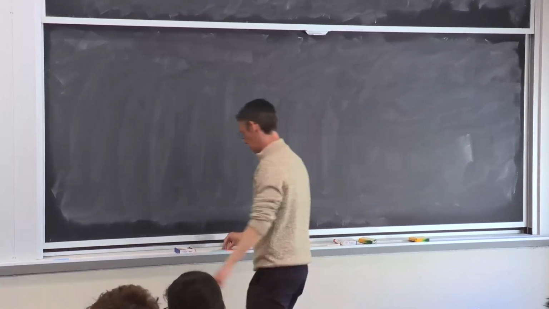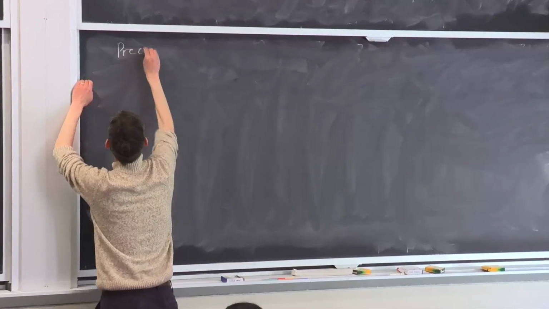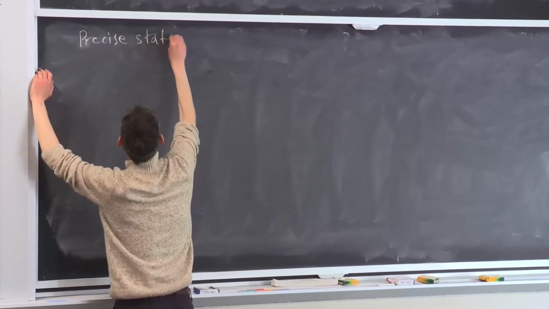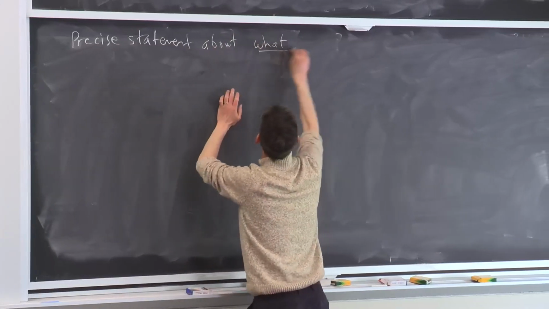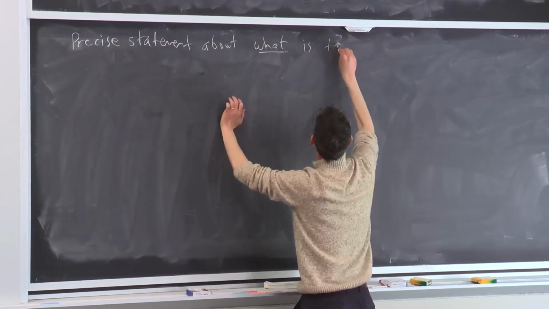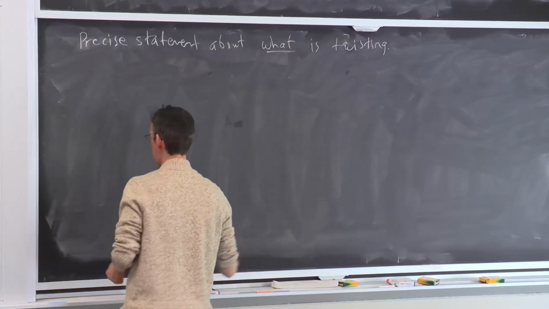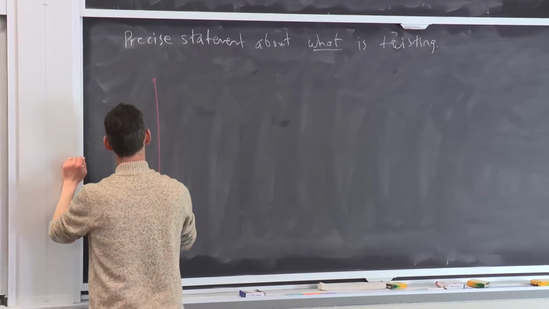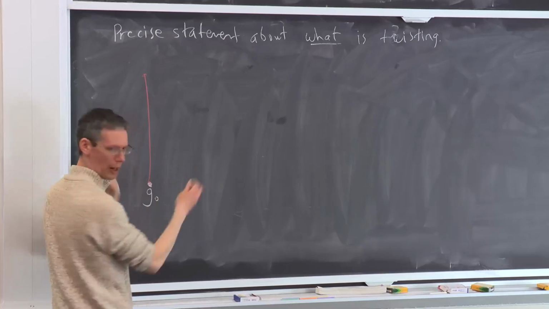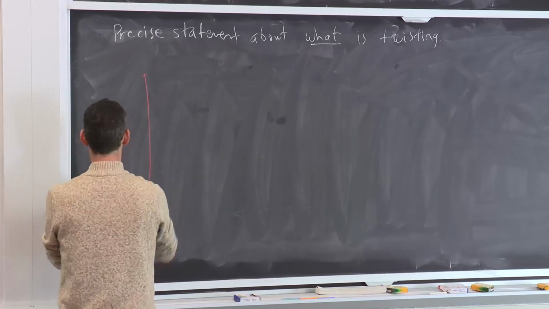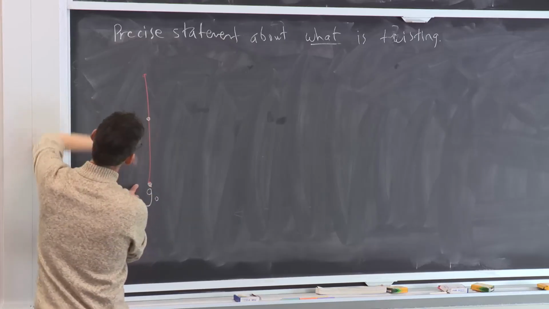All right. So, a precise statement about what is twisting. Suppose I have a piece of unipotent orbit in my fundamental domain. It starts at g naught, some group element in our fundamental domain. And then over here, I have u_t of g naught, and t goes, say, from 0 to 1.